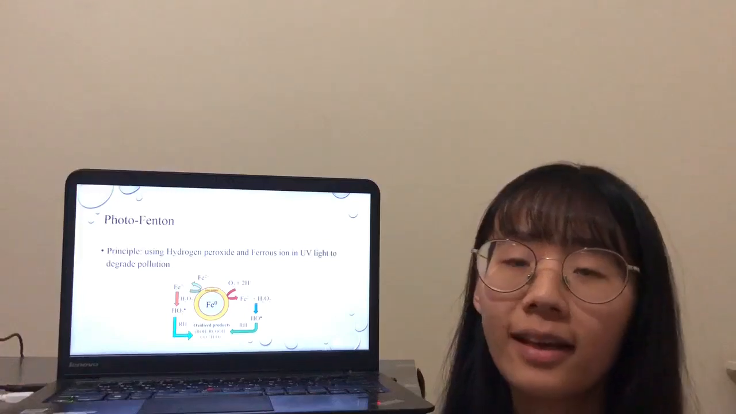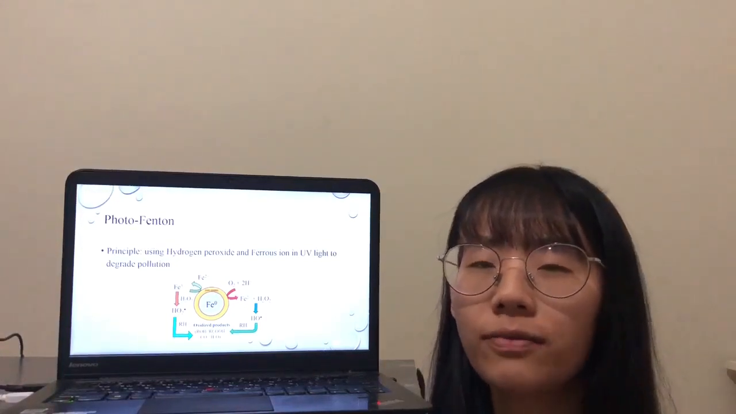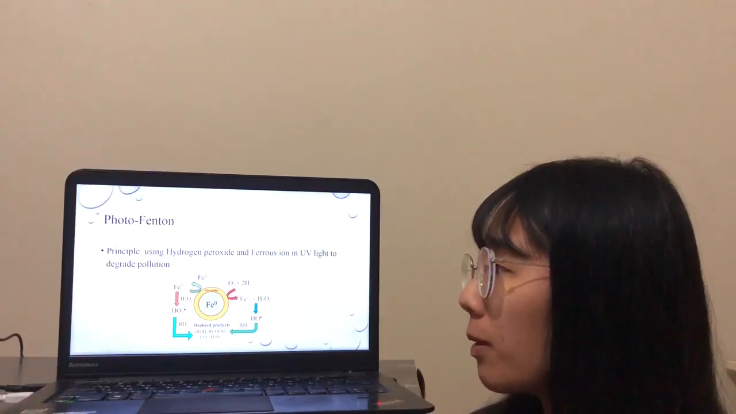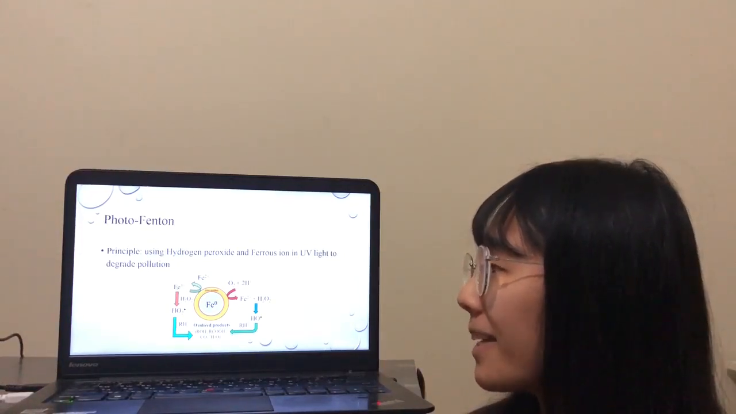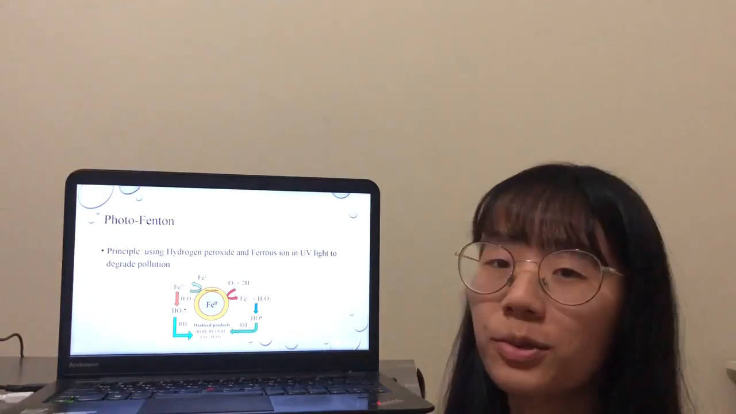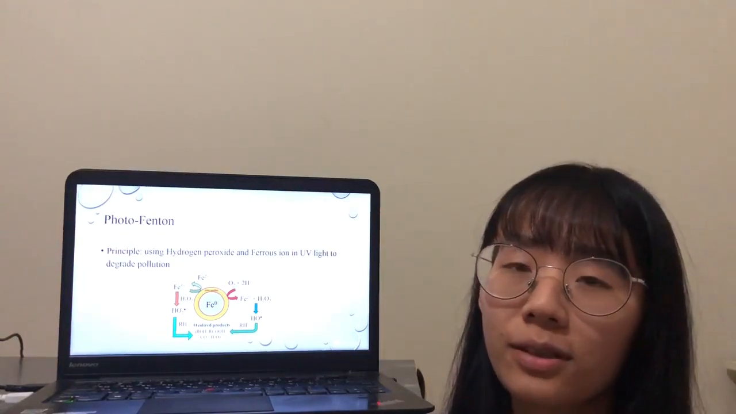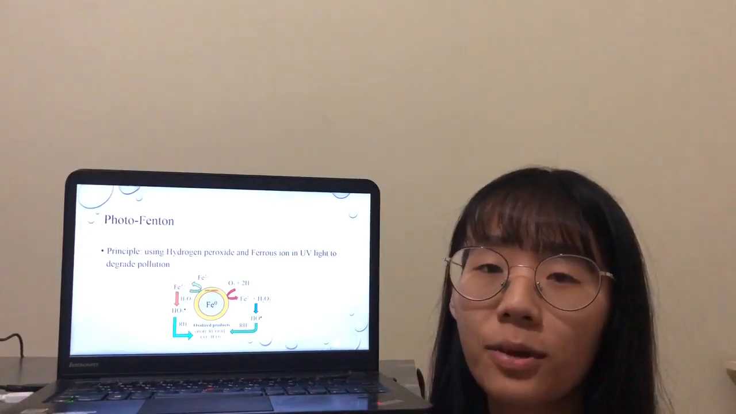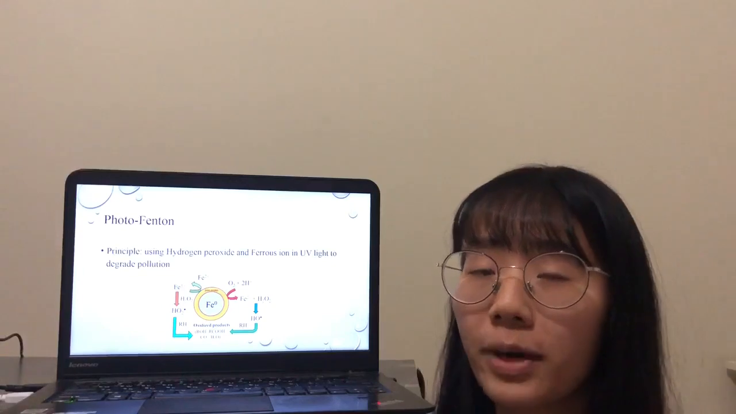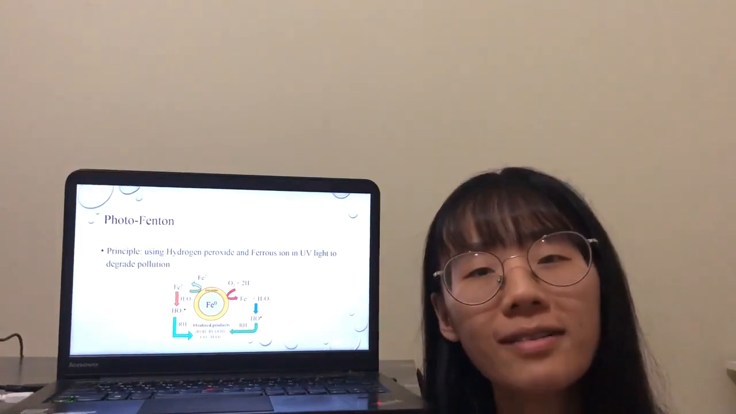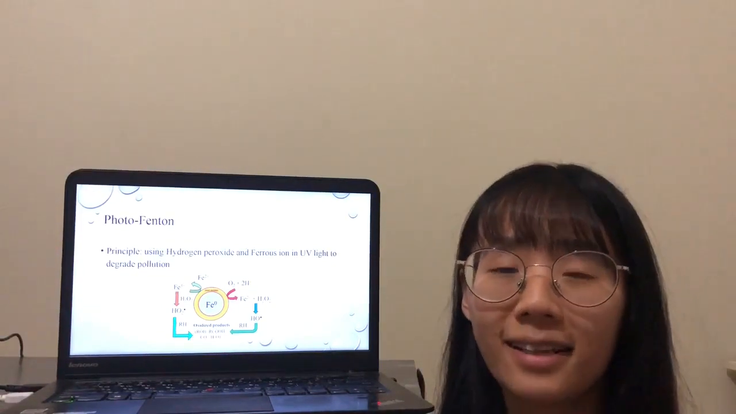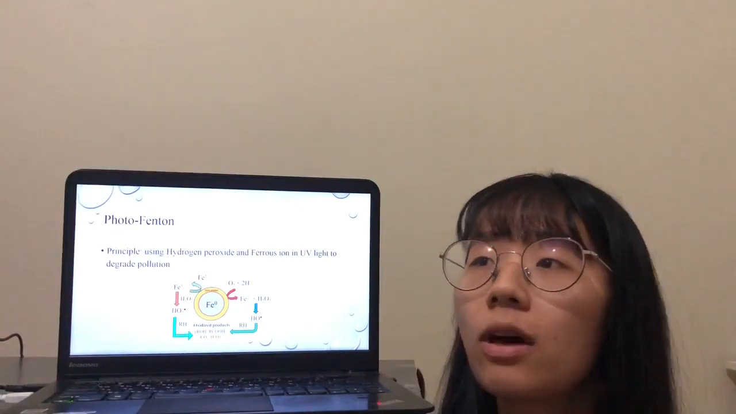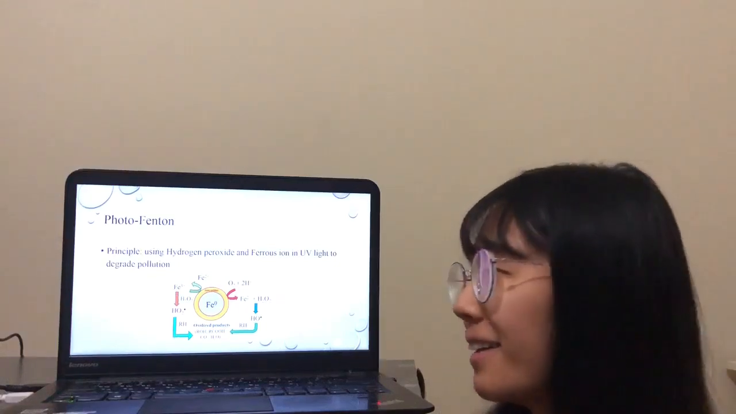For the photo-Fenton process, the first method in this field is the Fenton process. Researchers put hydrogen peroxide and ferrous ion into the wastewater to treat the pollutants, and it can transform the pollutants and degrade them at the end of the reaction. And then researchers found that if they put UV light in this reaction, it may improve the efficiency of this reaction. So it is the photo-Fenton process.